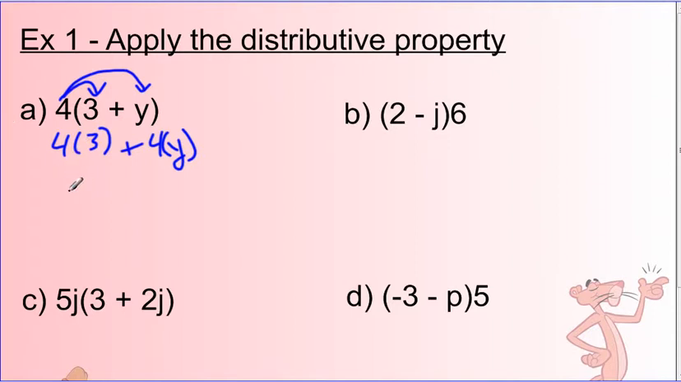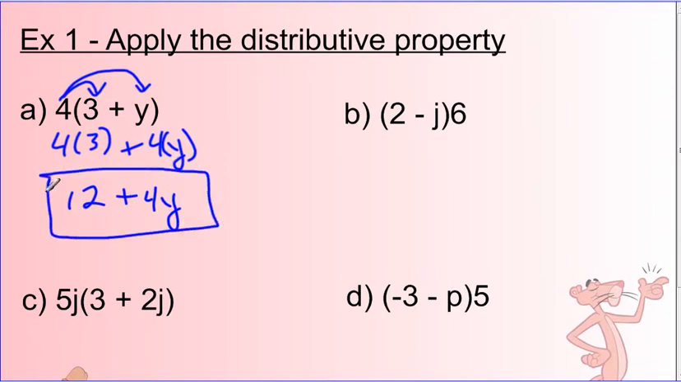Here we get a 12. Here we get a 4y. And we're done. We used the distributive property. We got rid of those parentheses. Notice our final answer does not have any parentheses. That is going to be one of the most common uses of this distributive property you're going to see throughout the school year. Use the distributive property to get rid of parentheses. It's going to happen a lot.